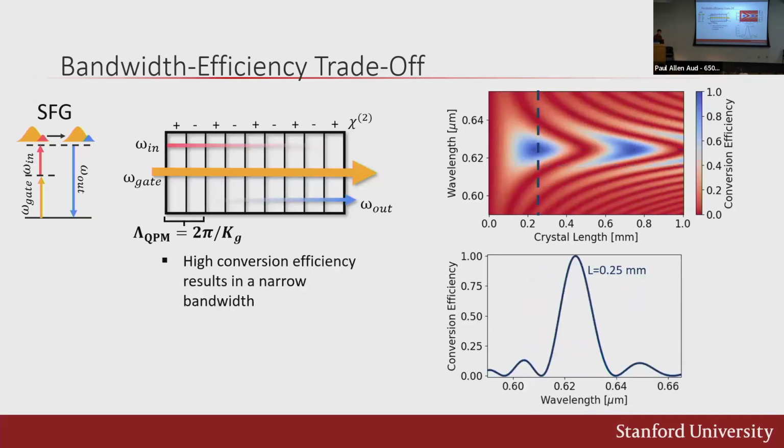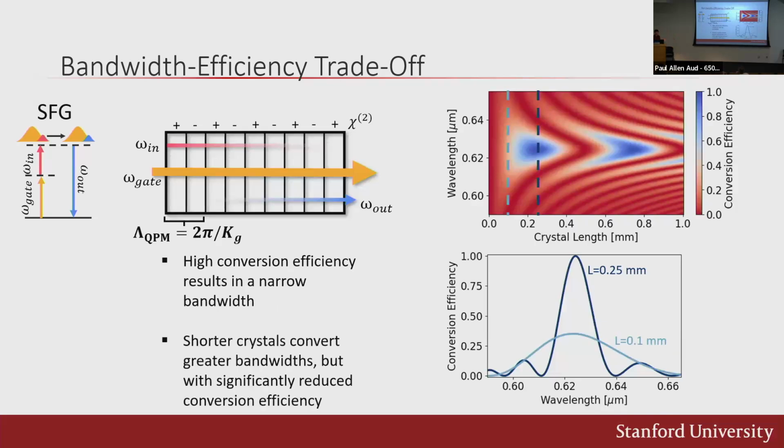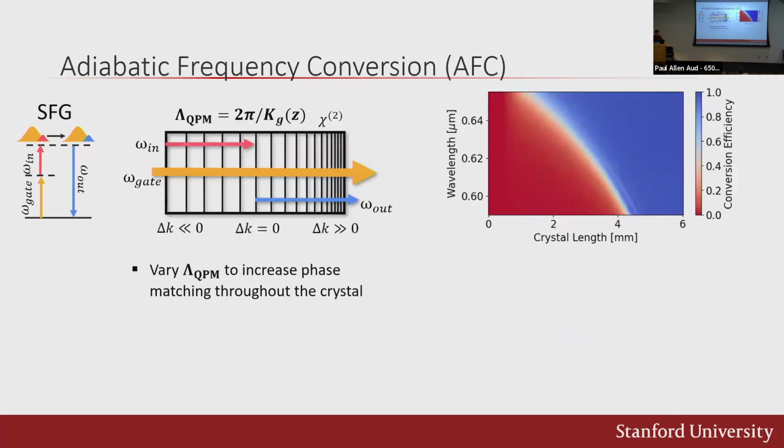All right, in addition, if I want to maximize the conversion, I can cut the crystal here. That gives me the largest efficiency for the central wavelength, but it's a very narrow bandwidth. If I cut the crystal earlier, I could get a broader bandwidth, but the efficiency goes down. So we can get around this bandwidth-efficiency trade-off by chirping the device.